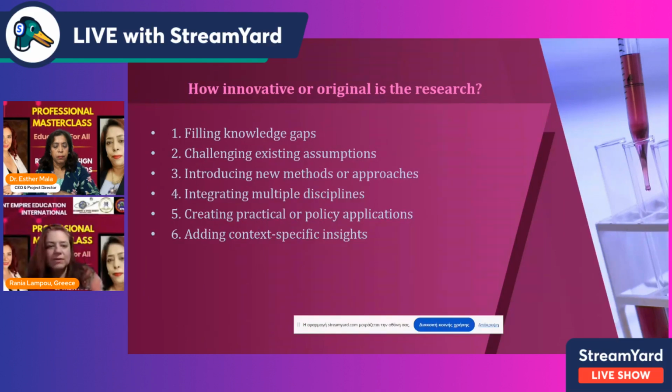So what are the ways to assess or demonstrate originality? What I mentioned before: if you fill knowledge gaps, if you challenge existing assumptions, if you introduce new methods, if you bridge the gap between fields to generate holistic insights, and if you produce insights that can be applied in novel ways in order to solve real-world problems, so policy or practical applications. Adding context-specific insights if you provide knowledge about regions, cultures, or systems that are poorly represented in the literature.